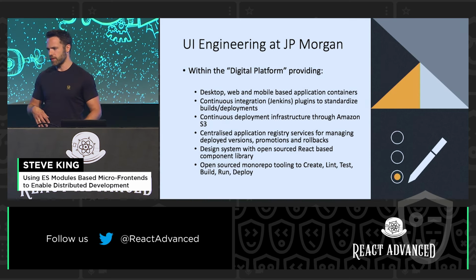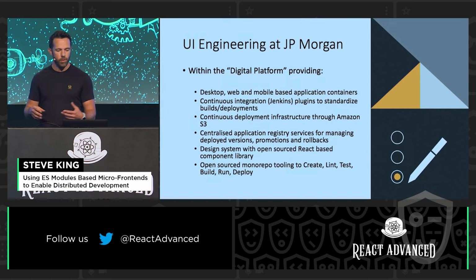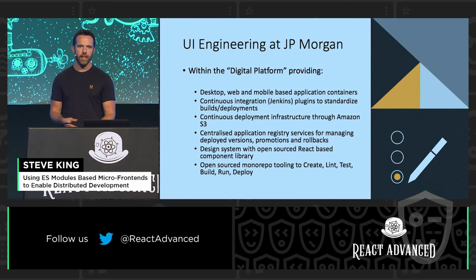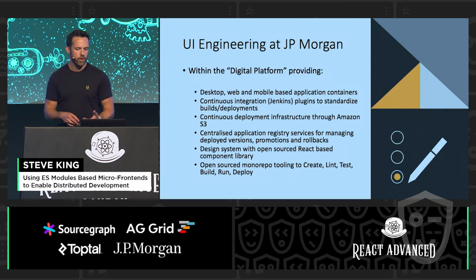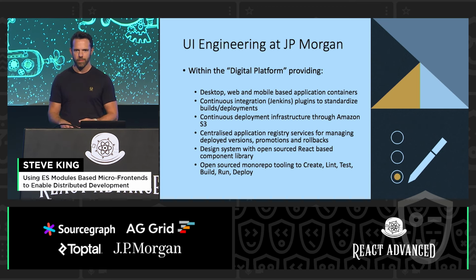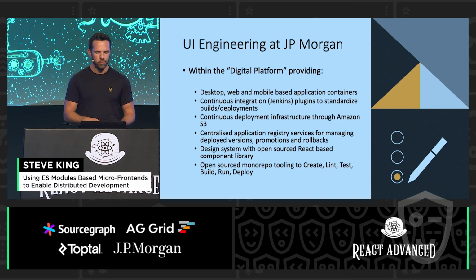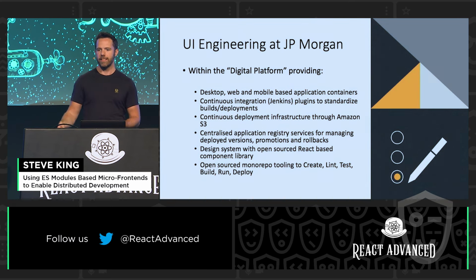So what was our solution to that? Our solution is in UI engineering. We have what we call the digital platform, which is a bit like a Jamstack provider inside the bank. So I've already mentioned we have a desktop container, but we have ways that we distribute our mobile and web apps as well. We call it omni-channel. But we also provide more of a DevOps providing. So we have things like continuous integration.